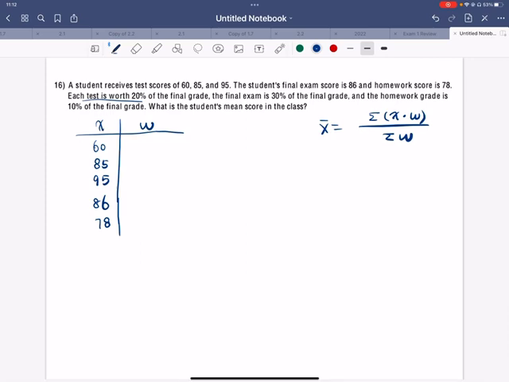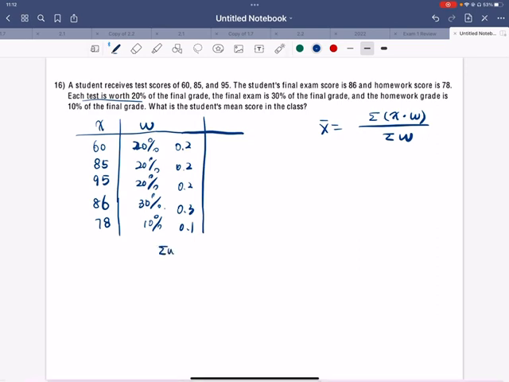Now let's see the weights. Each test was 20%. We have 3 test scores, that's 20% each. And the final is 30%. And the homework grade is 10%. Okay, in decimal. I like decimal better in terms of calculation. Take the sum of the weights, that is 1. I'm making sure I'm doing this right, that is 1. Now, to calculate it, we need X times W, which is right here, inside the parentheses.